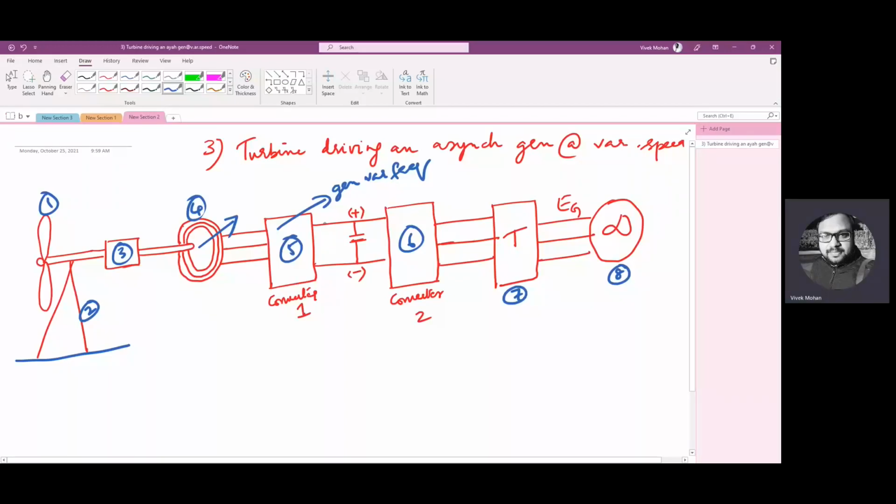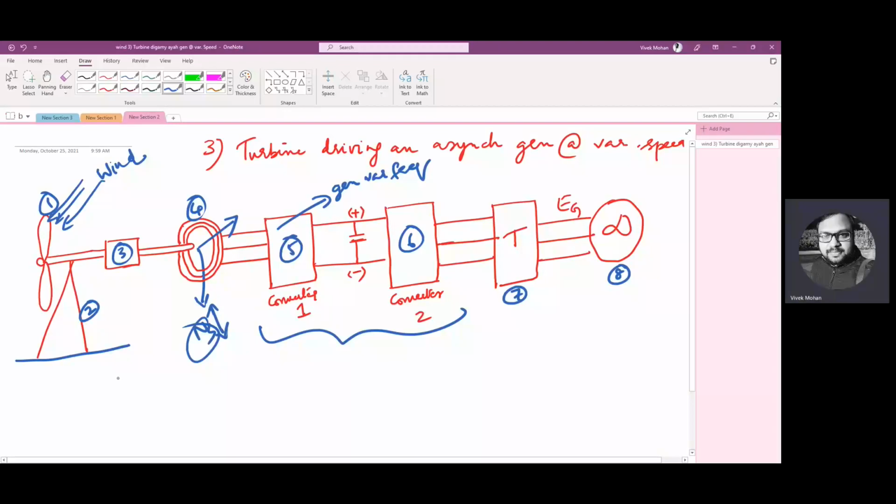So in the previous case, the synchronous speed of the flux in the induction generator was completely governed by the grid frequency. Here the frequency could be varied with the help of this power electronic interface. So accordingly, this NS could be varied. That is the main difference when compared to the previous one. This synchronous speed is varied according to the speed of wind. So let this be the speed of wind. According to the speed of wind, the frequency is varied. Accordingly, the NS is varied.